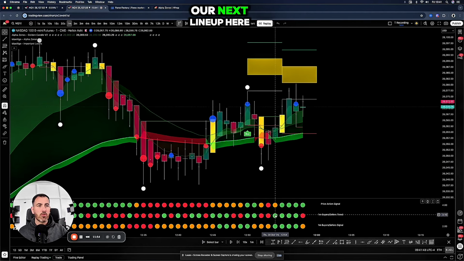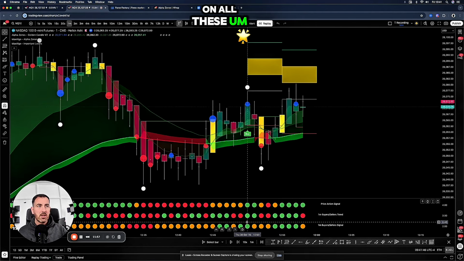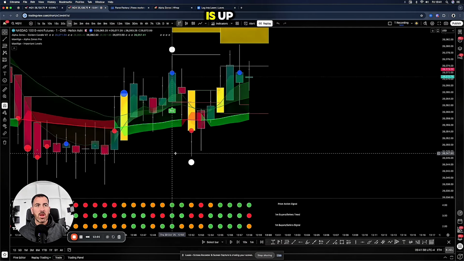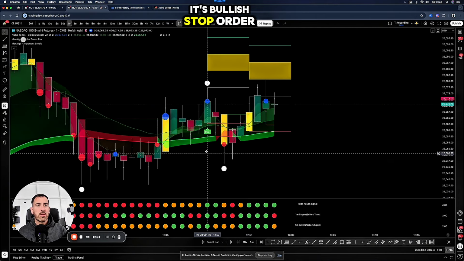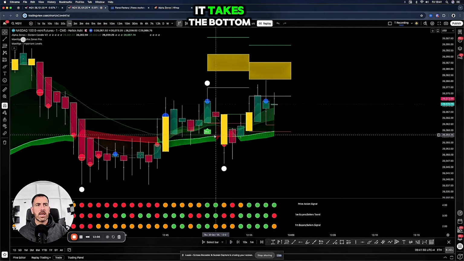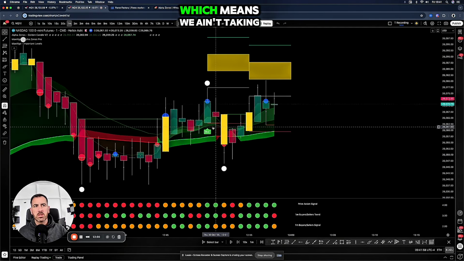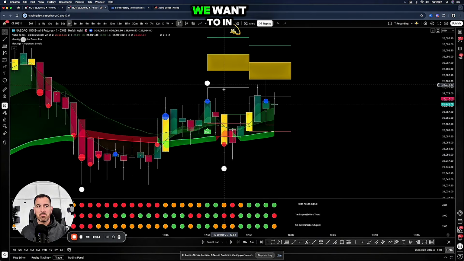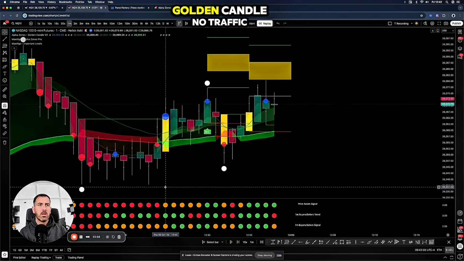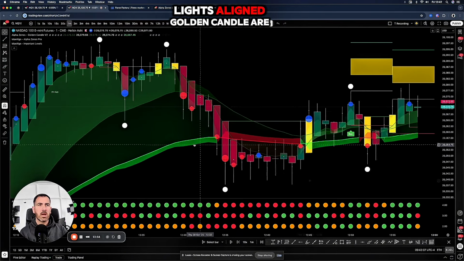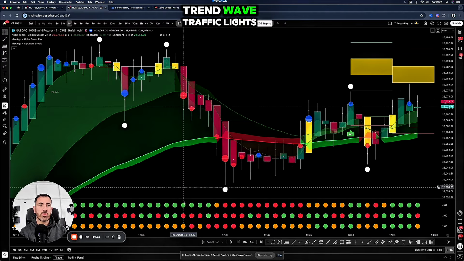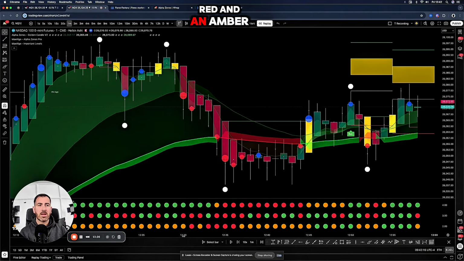Let's look for our next line up here on all these. Buy signal here, 3 green traffic lights. Trend wave is up. It's bullish. Stop order, no tag. It takes the bottom of that candle before it takes the top, which means we ain't taking that trade. Price hasn't gone in the direction with the momentum that we want in that period of time. Golden candle, no traffic lights aligned. Golden candle, are we aligned? No, we're not. We're green on the trend wave. Traffic lights, we've got a green, red, and an amber. This is to keep you out of the choppy price action.